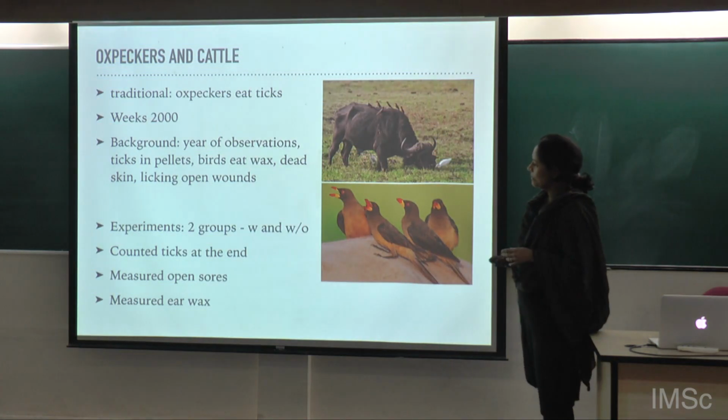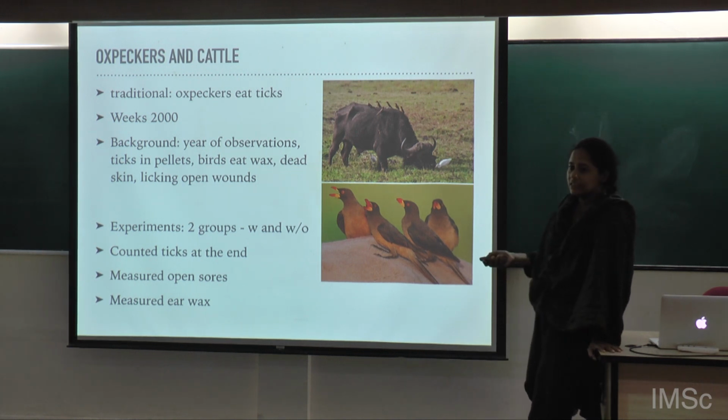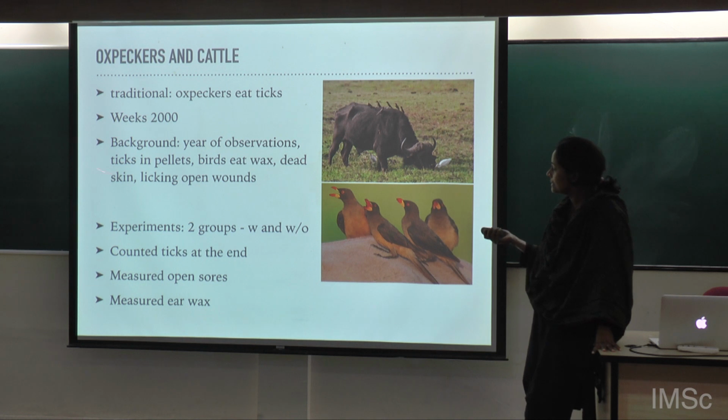Yeah. So a couple of people set out to do this, right? In 2000, the scientist called Weeks looked at this traditional explanation that said that oxpeckers, these birds in Africa that sit on water buffaloes, eat ticks, right? So he spent a whole year doing observations and looked for ticks in pellets of the birds, and he found ticks in the pellets, which shows that the birds are eating some ticks. They also seem to eat wax from the ears of the buffalo. They also seem to eat dead skin, and they licked the open wounds on the buffaloes, right?